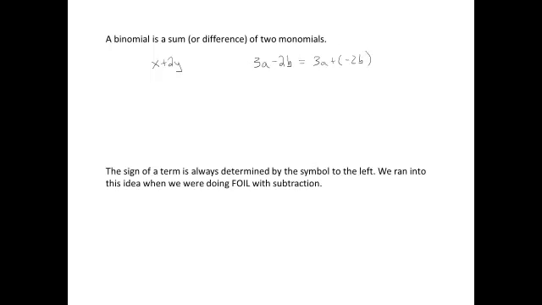The sign of a term is always determined by the symbol to the left of it. We saw this when we were doing FOIL with subtraction. For example, with 3a minus 2b, we would say that the first monomial is 3a, and that the second monomial is negative 2b. The negative sign stays with the term to the right. A polynomial is the generic term for a sum or difference of monomials. This could be 1, 2, 3, 4, 5, 6, or even more monomials in the expression.